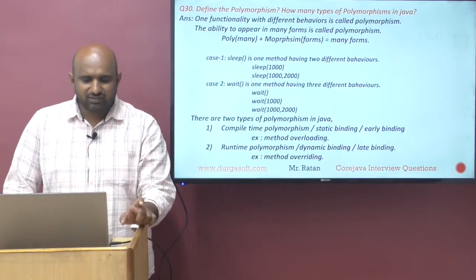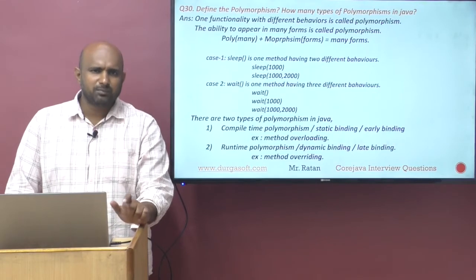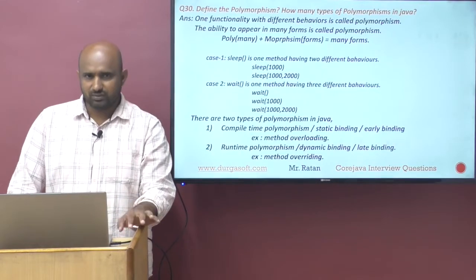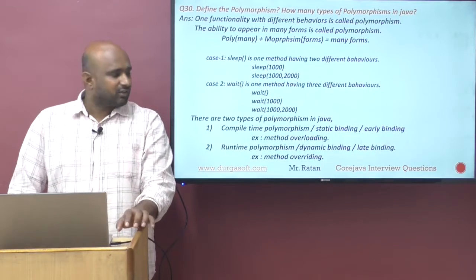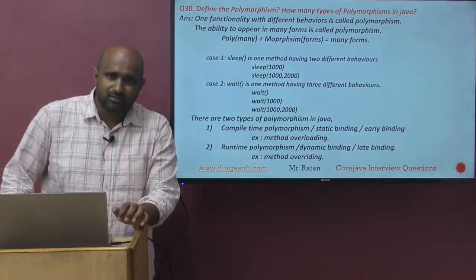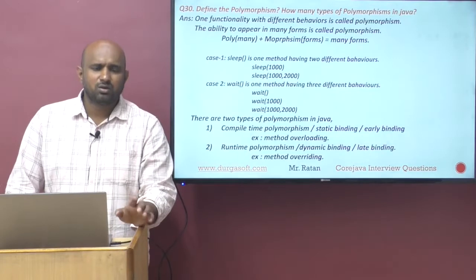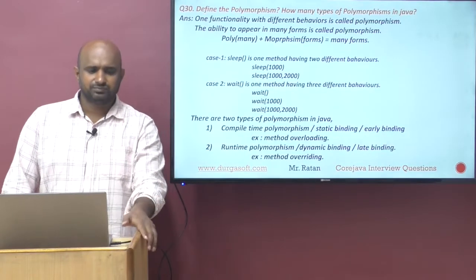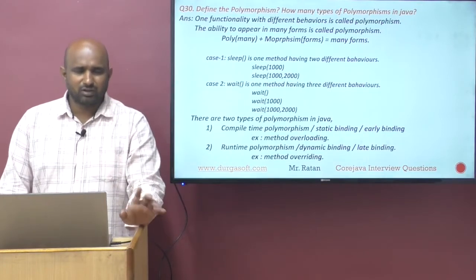The best example of compile time polymorphism is method overloading. We achieve compile time polymorphism using the method overloading concept. Second is runtime polymorphism, and the best example is the method overriding concept. You need to understand what overloading is and what overriding is. In the next video I will tell you about overloading and overriding.